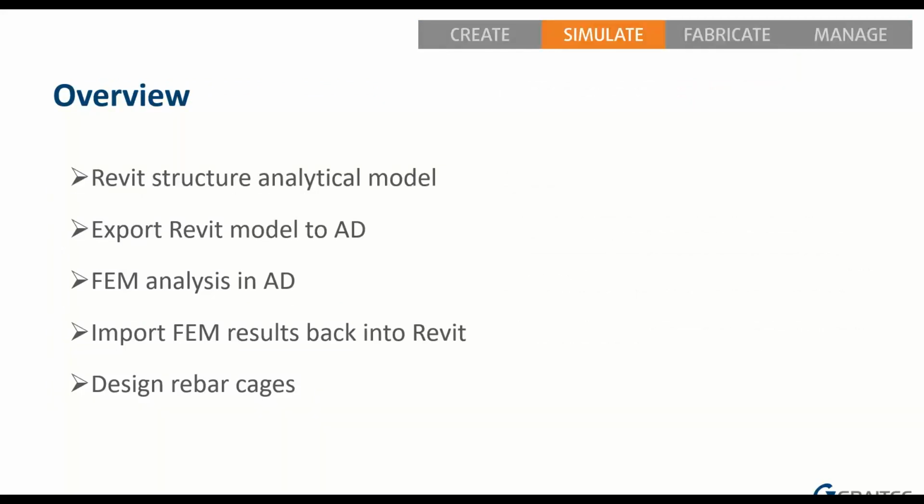An overview of what we're going to be covering today. To start with, we're going to be looking at the model in Revit. This is where we'll have a look at the analytical model. This model will already have loads and load cases applied in Revit. We'll then look at exporting this through to Advanced Design, where we will perform a FEM analysis and have a look at some of the results. And then with those results, we can look at importing it back into Revit with those FEM results. Then, using those FEM results, we will auto design the rebar cages for some of the members, the beams, and some columns as well.